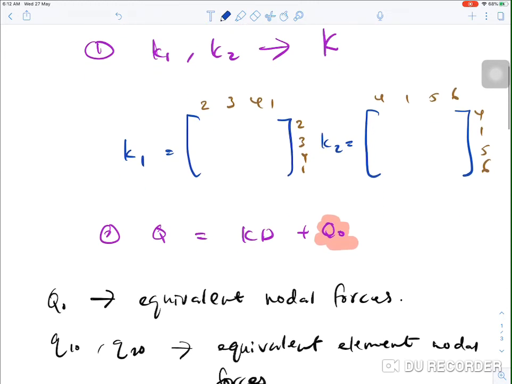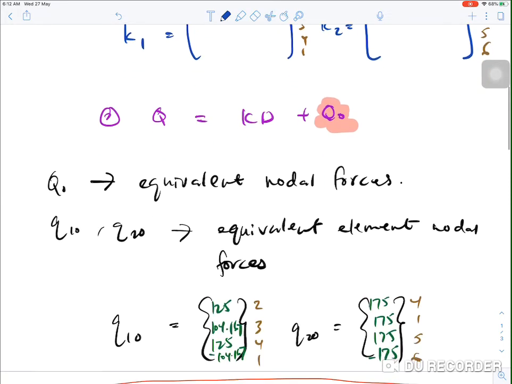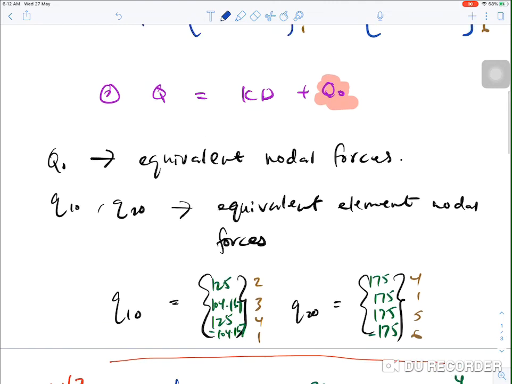Because we will label the same for the equivalent element nodal forces. Okay, I straight jump to Q naught and Q1 naught, Q2 naught like this. For capital Q naught, it is for equivalent nodal forces, meaning for the beam, for the structure. And we also have a small letter q labeled as Q1 naught, Q2 naught. So small q is to represent the element. Okay, naught is to represent the equivalent nodal forces.